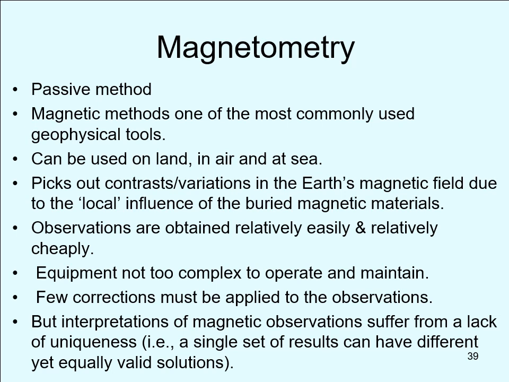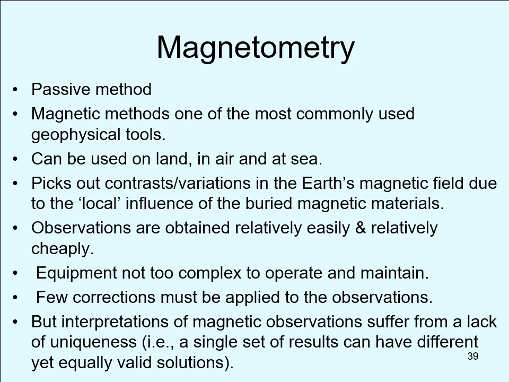Magnetometry, that's probably one of the other big things that we use. It's a passive method, one of the most commonly used actually, more for geotechnical or environmental uses, and you can use it land, air, or at sea, and you're measuring basically the subtle variations in the Earth's magnetic field due to whatever is near your instrument. So obviously got issues above and below ground.